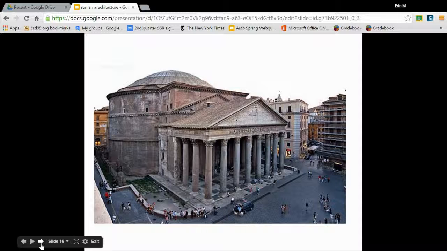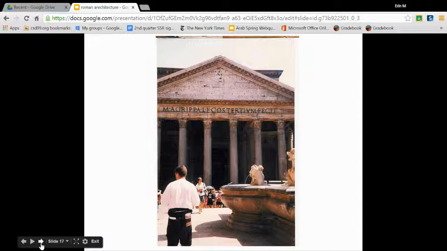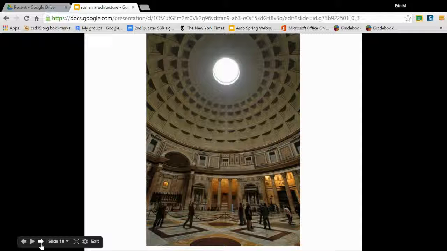But what's most interesting about this is the inside, or the dome that we see here. This is the largest dome in Western history. There's been nothing like it since then. And the hole that we see at the top of the dome, or the oculus, is to let light in and also water. Had the Romans not created this, the weight of the dome would not have been able to be supported.